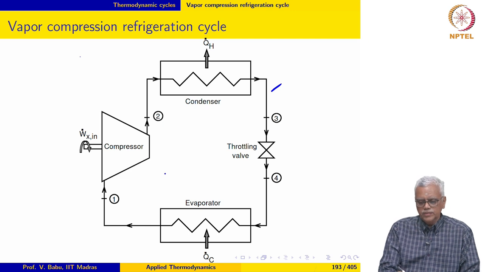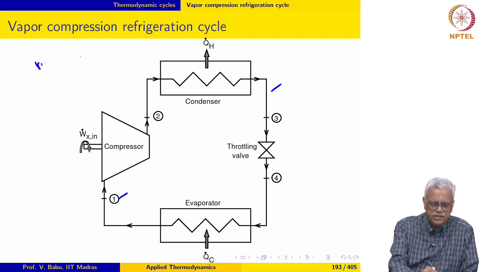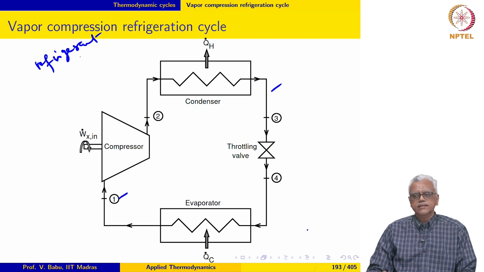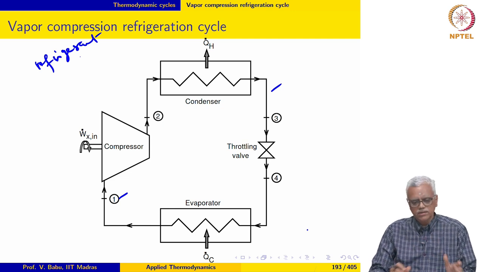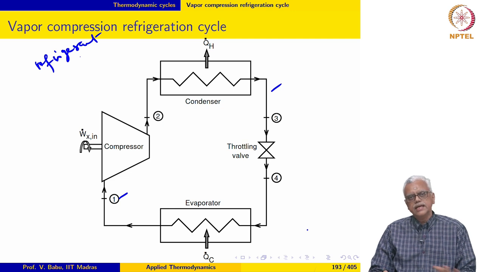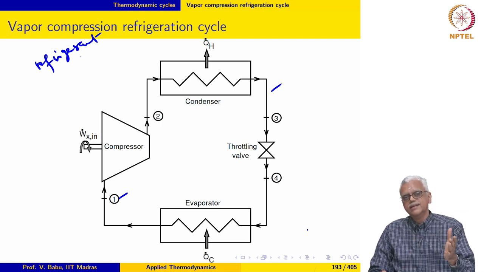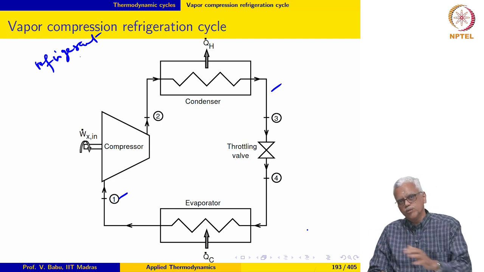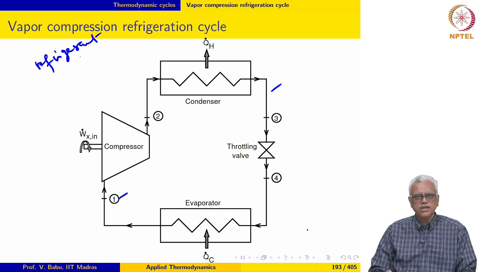So basically, we start at state one here. The refrigerant is the working substance. Similar to the Rankine cycle, where water was the working substance and it remained as water throughout the cycle, here the refrigerant is the working substance and it remains as refrigerant throughout, unlike the air standard cycles, where the air was taken in and then usually mixed with fuel and burnt. So, you have air coming in and then combustion gases leaving. So, the working substance does not execute a cyclic process there. In this case, the refrigerant is the working substance and it executes a cyclic process.